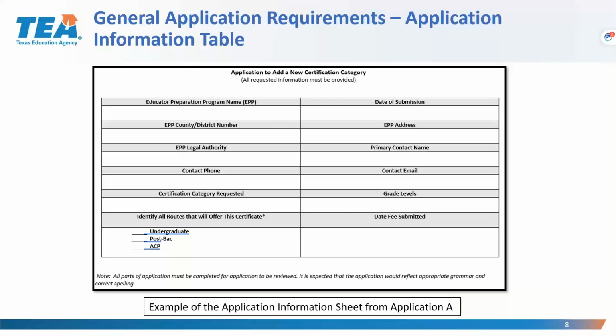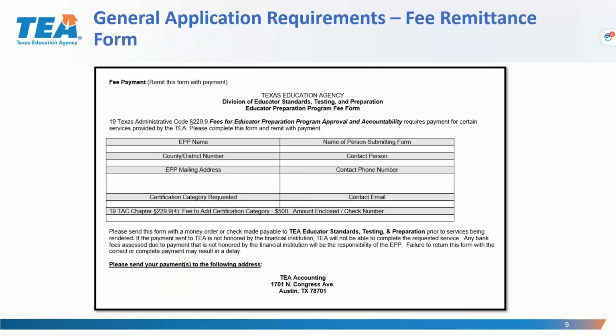Now that we've had a chance to look at the table, let's take a look at the fee remittance form. This is the fee remittance form that will be submitted with the application fee, if applicable. It has a similar format to the application information sheet. The form can be found at the end of each application, if the application requires a fee.